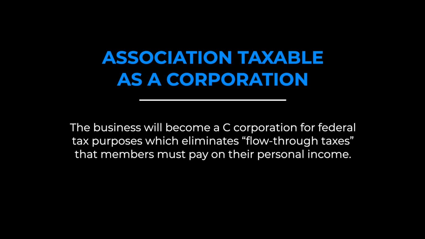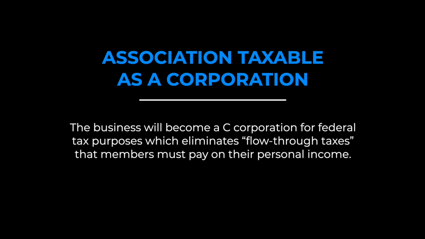What choices do entities have when filing Form 8832? The classification selected will change the way an entity and its members file taxes, and it will look like this. Association taxable as a corporation. The business will become a C corporation for federal tax purposes, which eliminates flow-through taxes that members must pay on their personal income.